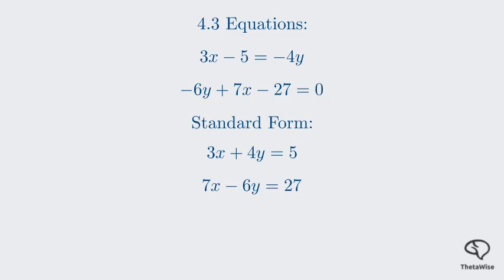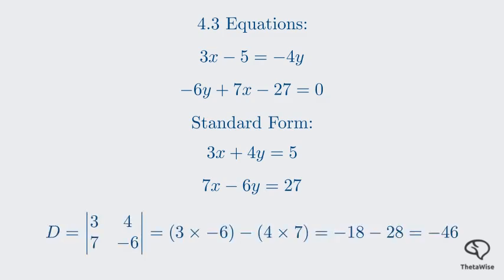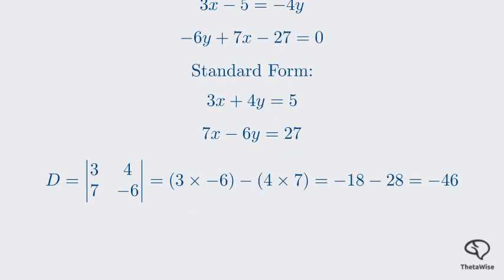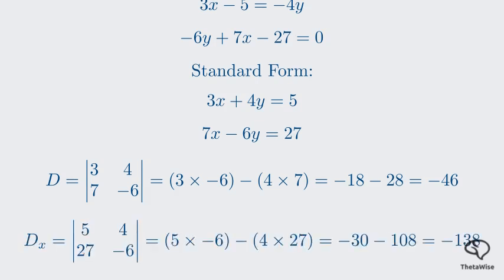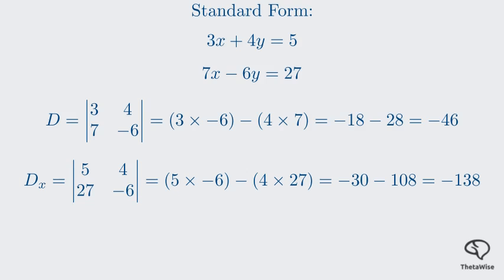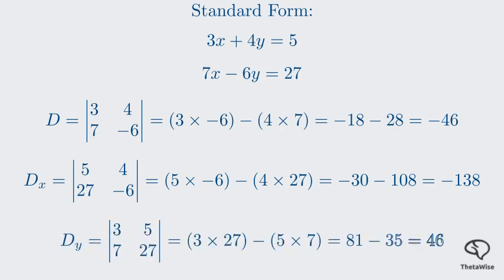Let's find the determinants. D is 3, 4, 7, negative 6. Its value is 3 times negative 6 minus 4 times 7, which is negative 18 minus 28, or negative 46. D sub x is 5, 4, 27, negative 6. Its value is 5 times negative 6 minus 4 times 27, which is negative 30 minus 108, or negative 138. D sub y is 3, 5, 7, 27. Its value is 3 times 27 minus 5 times 7, which is 81 minus 35, or 46.